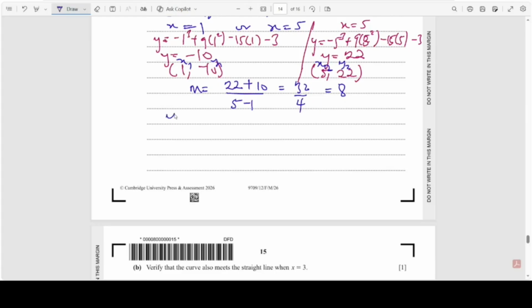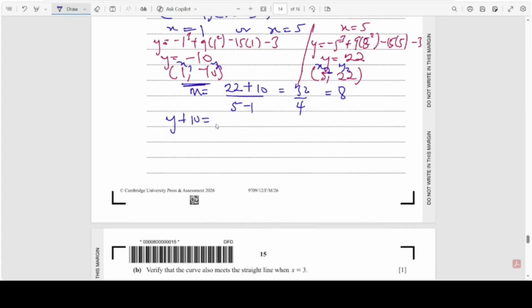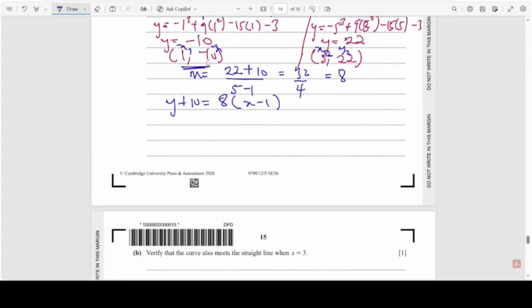Now the equation of the line is y minus y1. Let's use this one. Y1 is negative 10, so y plus 10 is equal to gradient 8, x minus x1, so x minus 1. Of course, instead of using 1 and negative 10, we could have also used 5 and 22, and then we'll still get the equation. I'm using this formula, y minus y1 equals m times x minus x1. You can also use y is equal to mx plus c.